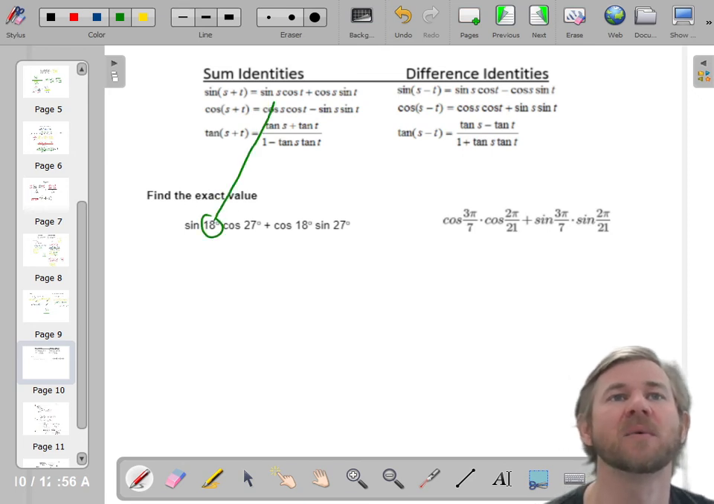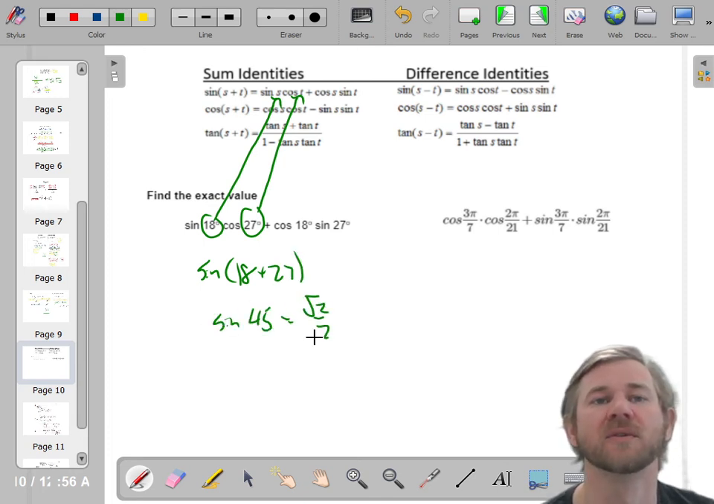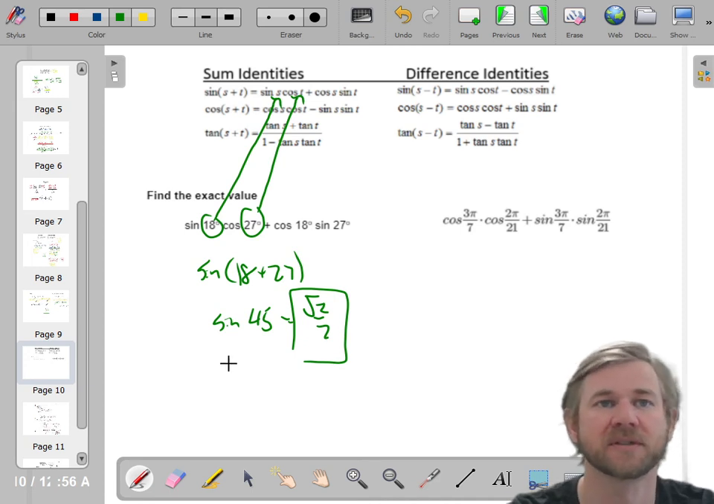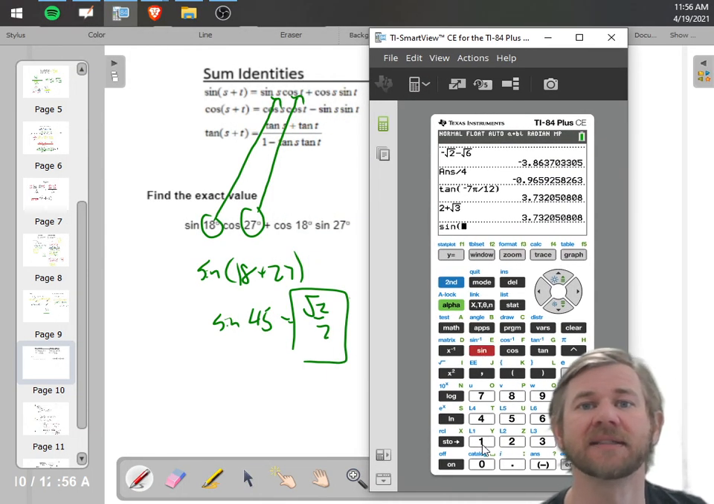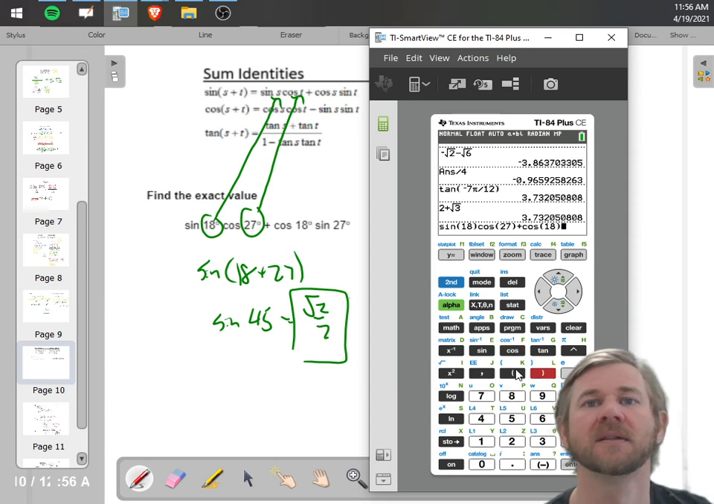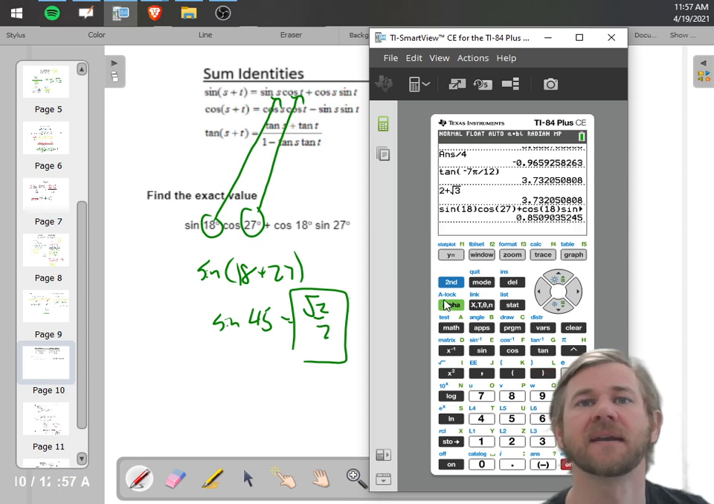They said that 18 was your S and 27 was your T, which if you take those and plug them in over here, then you're saying, well, that's the sine of 18 plus 27, which is the sine of 45, which is radical 2 over 2. So they went backwards. Now you can check this, and it's going to look kind of crazy because I don't know what the sine of 18 is or the cosine of 27 is plus the cosine of 18 times the sine of 27. And you get that. Is that radical 2 over 2?